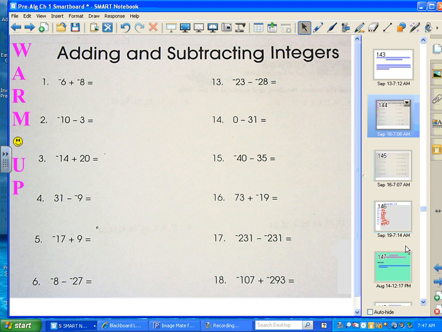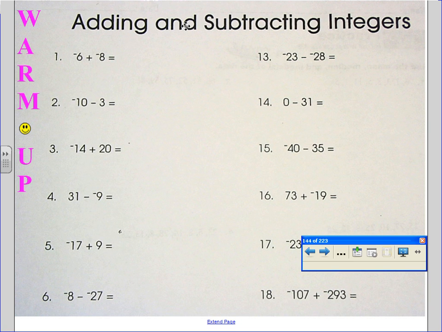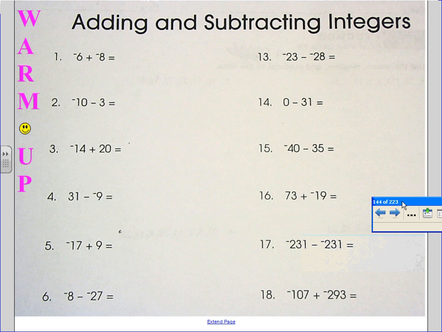Okay, sixth grade, our objective today is to talk about mean, median, mode, and range. I also want to spend a little bit of time reviewing the rules of adding and subtracting and talking a little bit more about types of numbers.